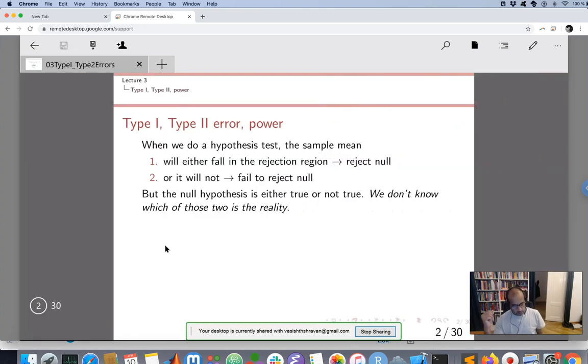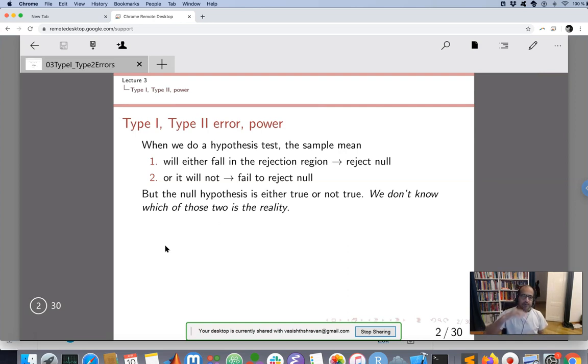Okay, so what we know right now is how to do a one sample t-test. So when we do a hypothesis test, what's going to happen is that either the sample mean is going to land inside the rejection region, so in the tails of the distribution, outside the tails, that is, in which case we'll reject the null, or it will fail to land in the rejection region. That means it will land in what we can call the acceptance region in double quotes.